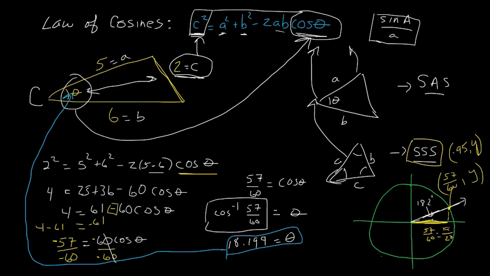So the length of this leg of the triangle is 57 over 60. It's also 0.95 units long. That is the cosine, that is the length of that leg of the triangle. That's what it means to find cosine. It's the length of the leg of the triangle, the x leg of the triangle.